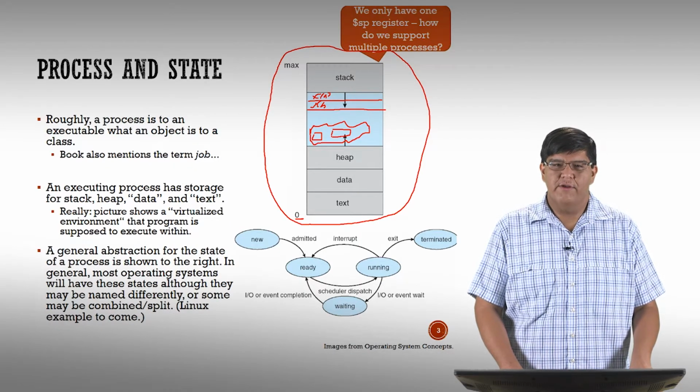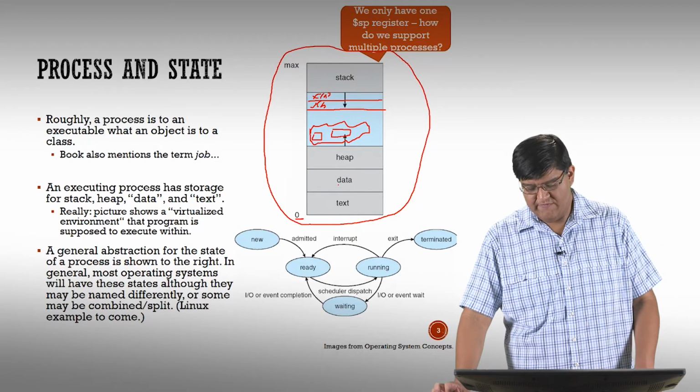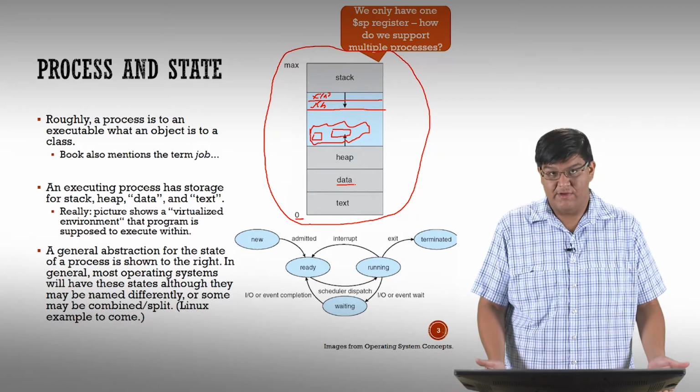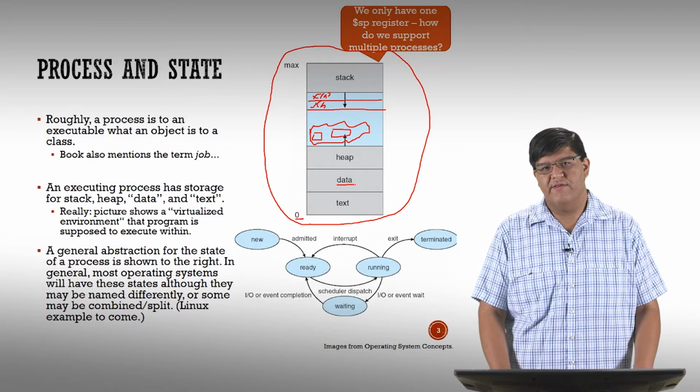Okay, then we have the 2 bottom regions there. So we have, of course, our data and our text. Data is hopefully what you're thinking, which is a place to store information, to store data. So things in a C program like global values, right? Stuff that's stored maybe in static memory.